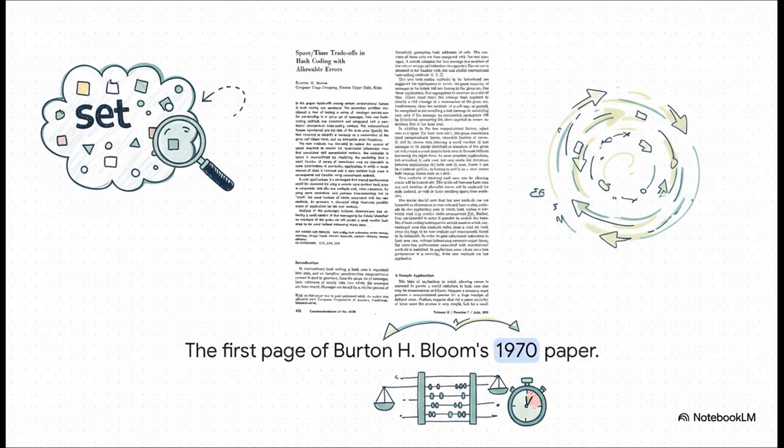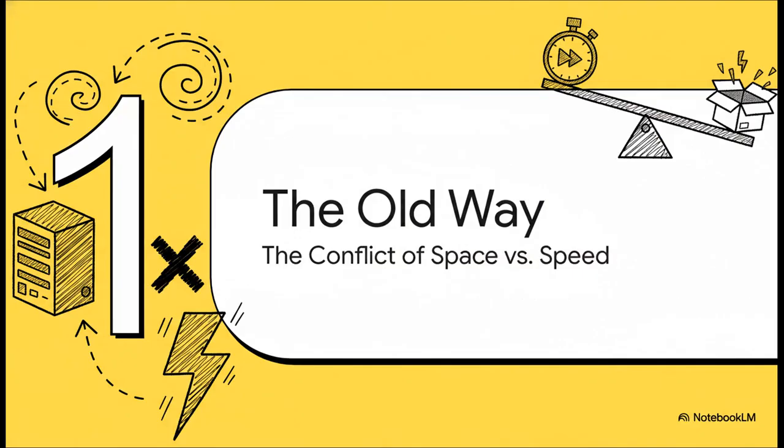Well, believe it or not, the secret sauce, or at least the start of it, comes from right here. This paper, from over 50 years ago. It tackles this exact problem. How do you check if something is part of a massive set without bringing everything to a screeching halt? So to really get why Bloom's idea was such a breakthrough, we have to first look at how things used to be done and the fundamental problem that the old way always ran into.